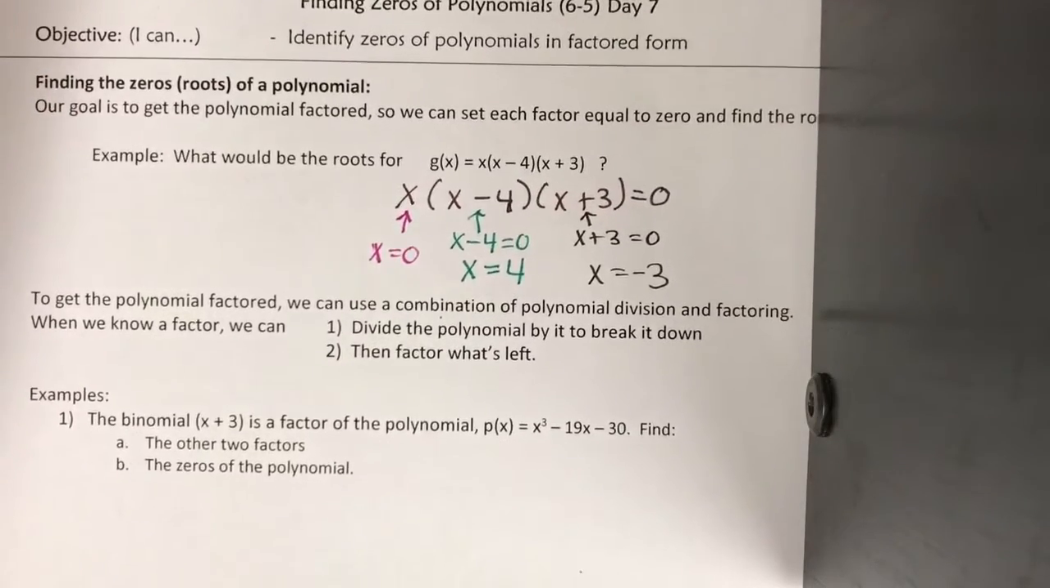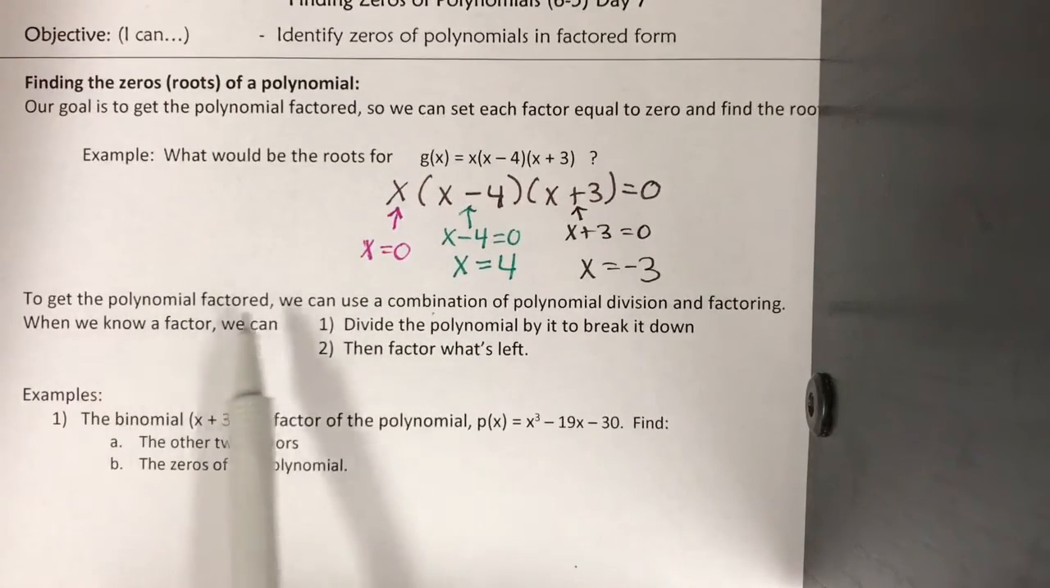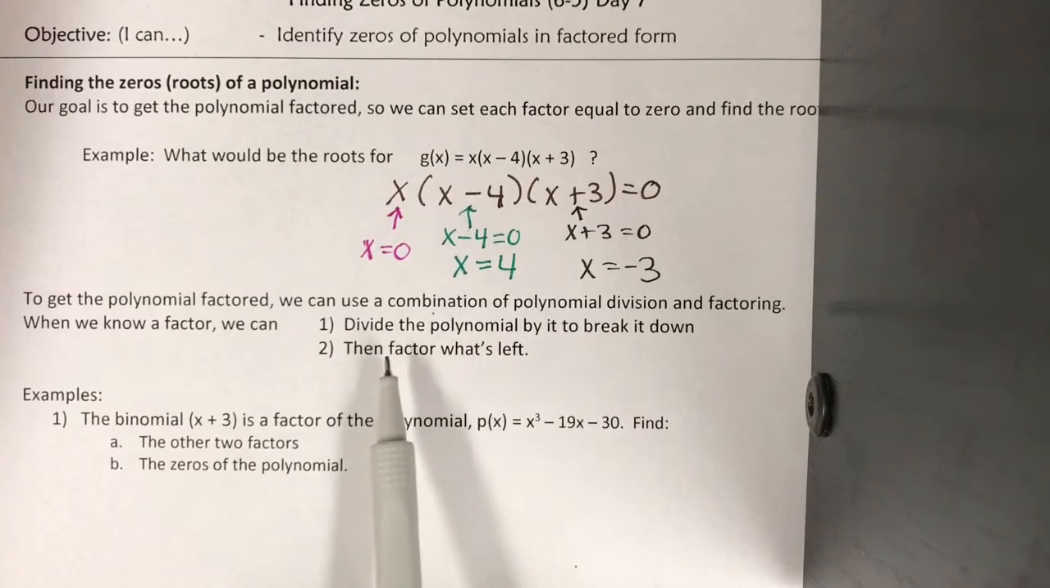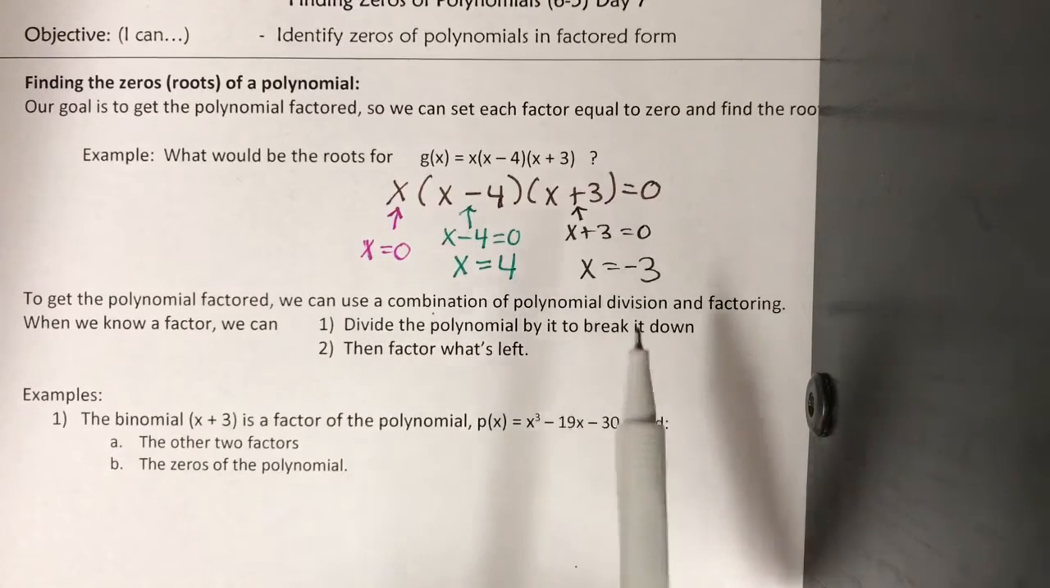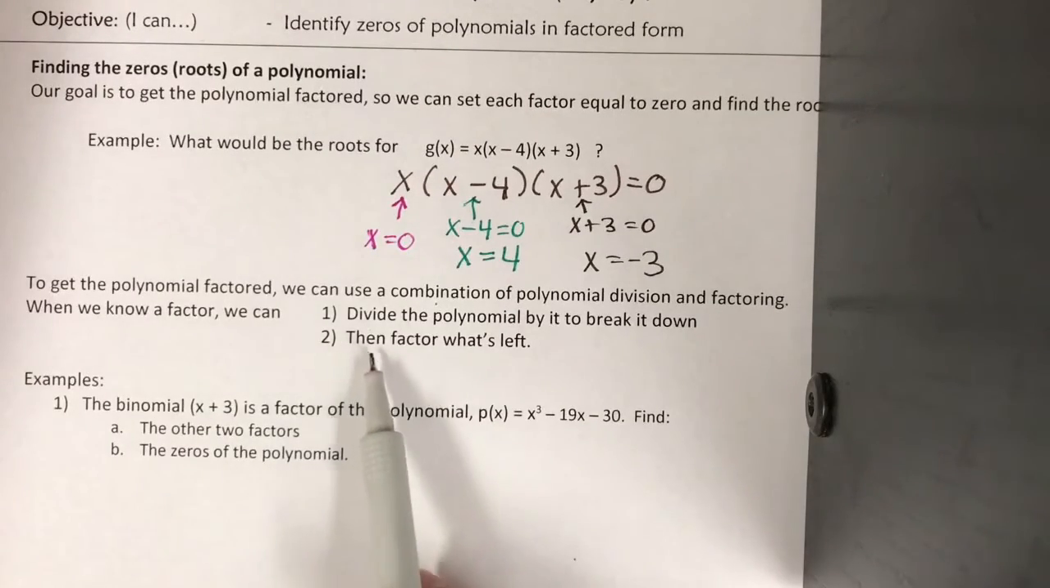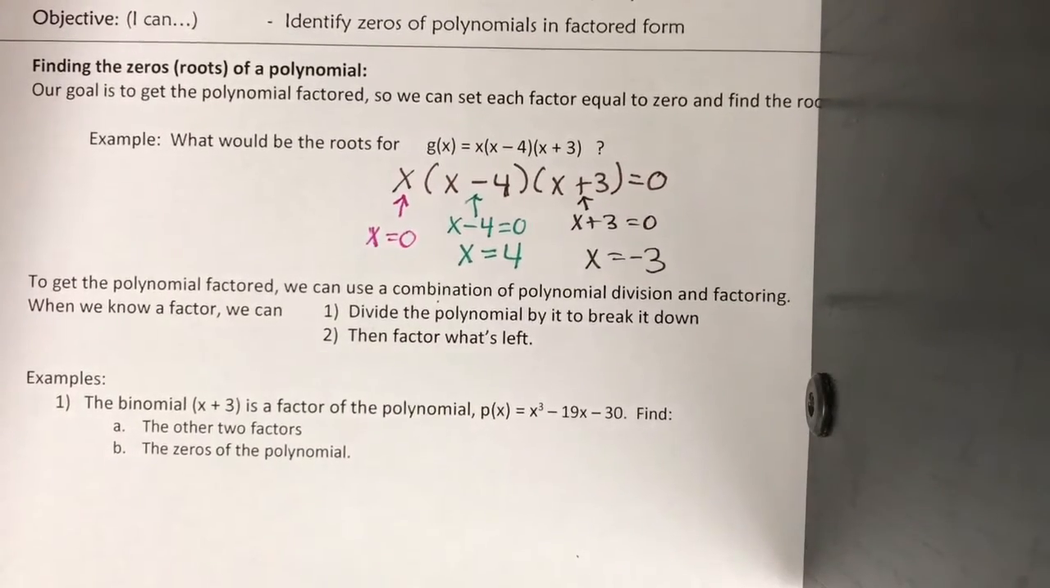So the question is, well, what if it's not in factored form? So to get it there, we can use division and factoring. So if we know one of the factors, we can divide the polynomial by it to break it down, which we've done with long division and synthetic division. And then whatever we have left, we see if we can also factor that.